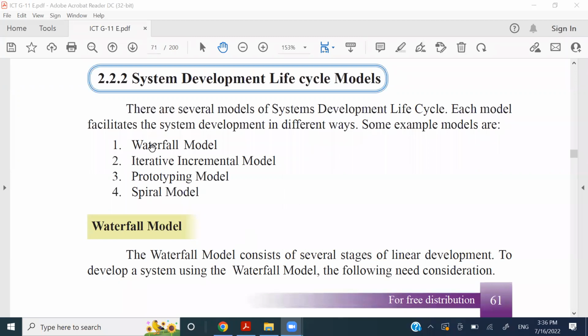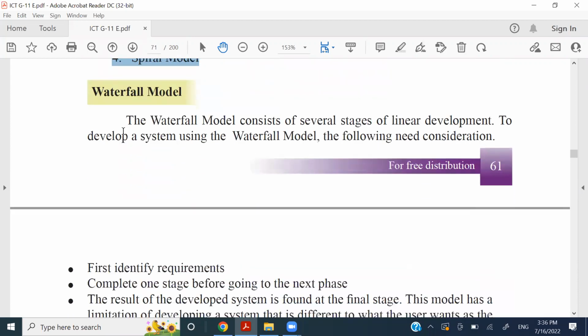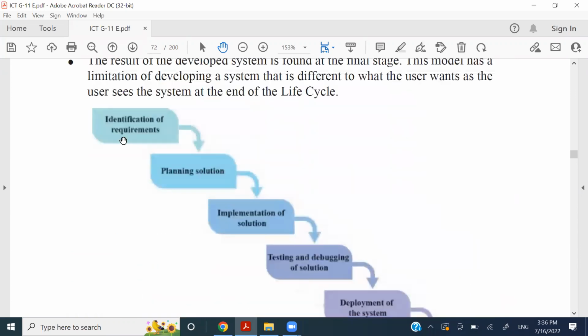So these are the different kinds of models in which the system development lifecycle is carried out. There are different kinds of models like waterfall, iterative, incremental, prototyping, spiral. Other than this, there will be agile or rapid development. There are different kinds of system development models. Now in your syllabus, they are just talking about two different models, which is called the waterfall model, and the other one is the iterative incremental model.